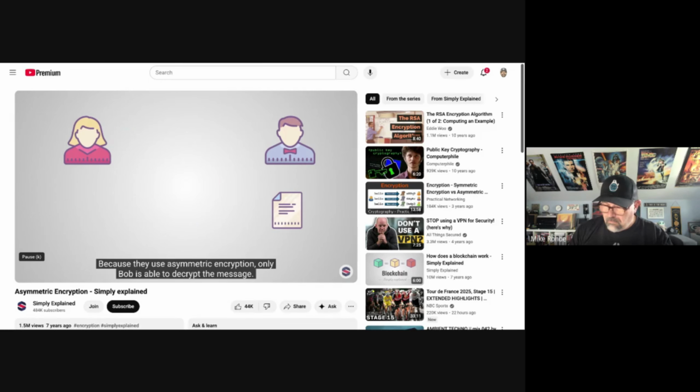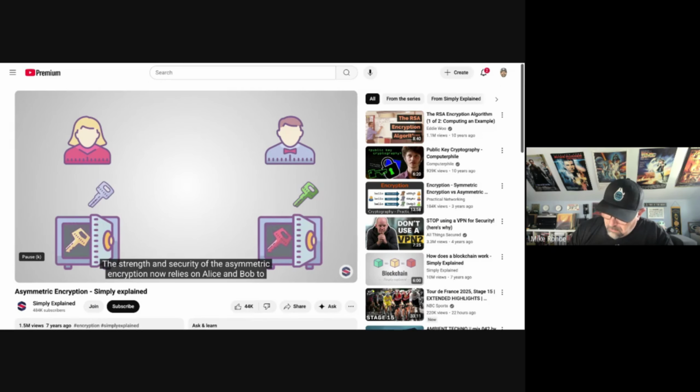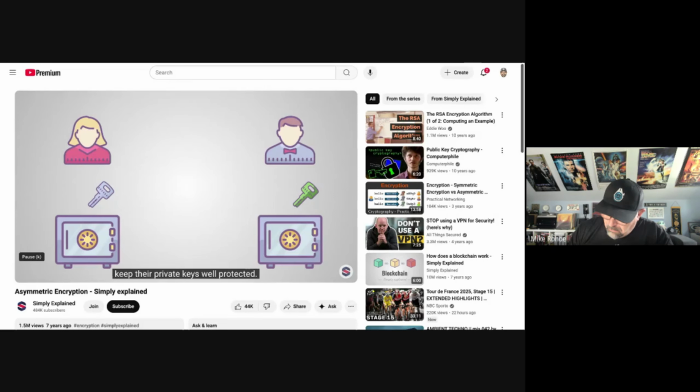Because they use asymmetric encryption, only Bob is able to decrypt the message. Not even Alice can decrypt it because she doesn't have Bob's private key. The strength and security of the asymmetric encryption now relies on Alice and Bob to keep their private keys well protected. If an attacker steals Alice's private key, it can be used to decrypt all messages that are intended for Alice. However, the attacker cannot decrypt messages that were sent by Alice because that requires Bob's private key.